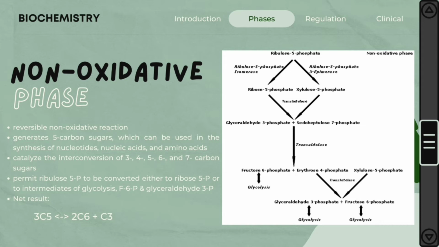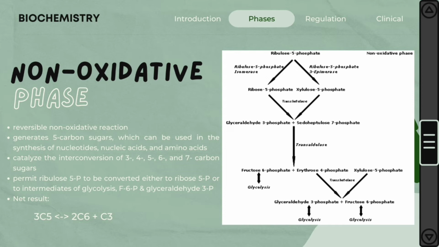So as previously mentioned, the first phase of the pentose phosphate pathway generates 2 NADPH molecules and a pentose sugar called ribose 5-phosphate. However, when the cell needs NADPH more than ribose 5-phosphate, the cell can convert the ribose sugar into specific glycolytic intermediates via the non-oxidative phase, which is the second phase of the pentose phosphate pathway.